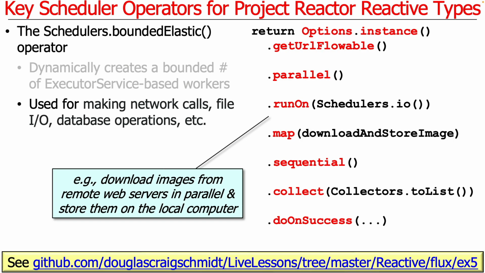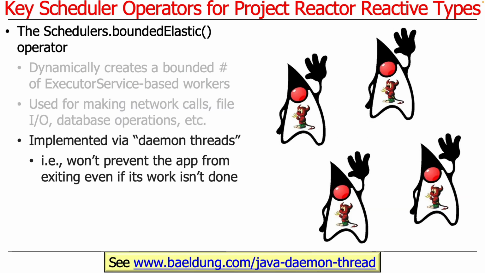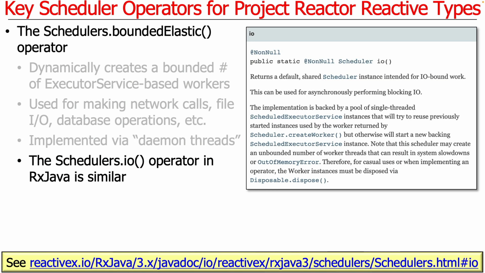We typically use bounded elastic for making network calls, file I/O, database operations, things that might block. And in particular, we have an example we'll look at where we download and store images using this particular model. Behind the scenes, the bounded elastic threads are so-called daemon threads, which means that if the main application thread goes away and there's no more user threads left, these threads will be shut down also, even if they're not done.